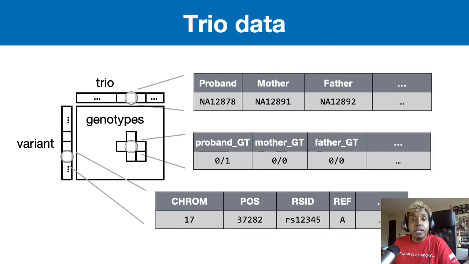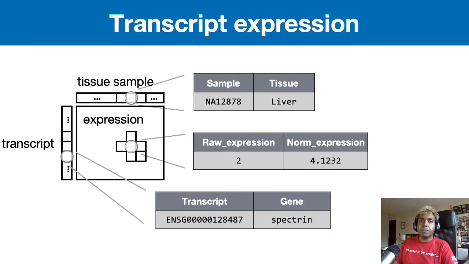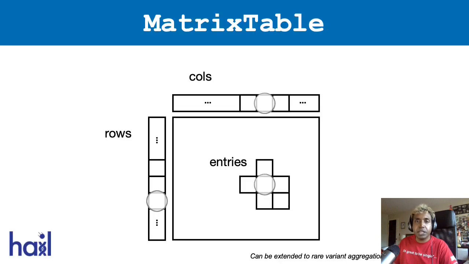You also can put in trio data, where similarly the trios would be at the top. The variants now would be the rows, and the intersects would be the genotypes of each of the proband, mother, and father. Then there is transcript expression, which would be for RNA-seq data. The columns would be the tissue samples, the rows would be the transcripts, and the expression would be what you get at the intersect of the sample and tissue.